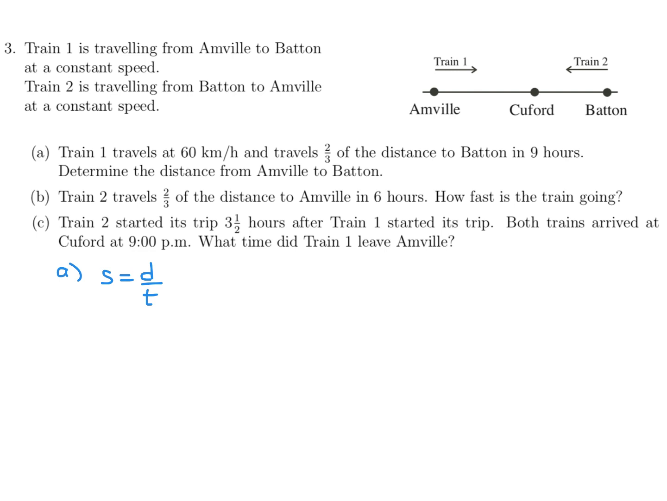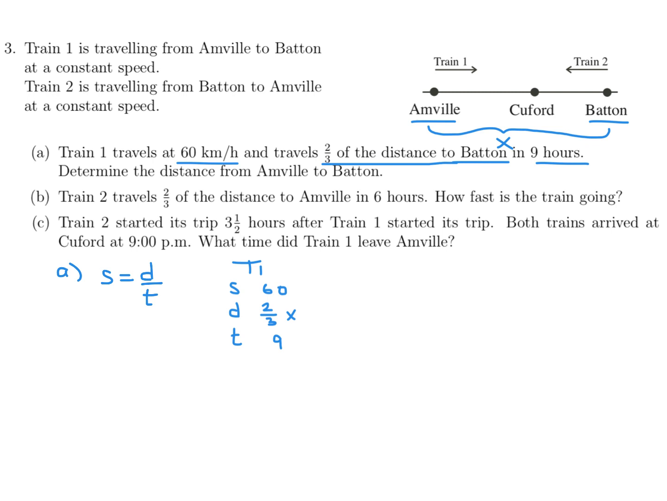And what are we trying to do here? For T1, let's make a little table with speed, distance, and time. Speed they gave me is 60. It's right there. Distance, that I don't know, but they do tell me that it's 2/3 of the distance to Batten. So if it starts here, it goes 2/3 of the distance to Batten. So let's make the full distance x. So it's 2/3 of x, whatever x is. And the time they told me is 9 hours. Okay, so I've got some information there.